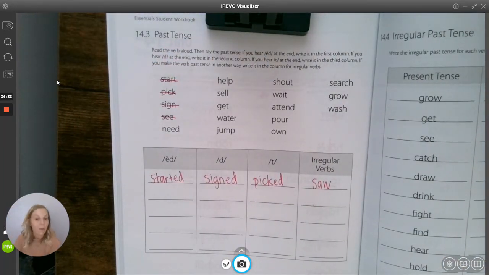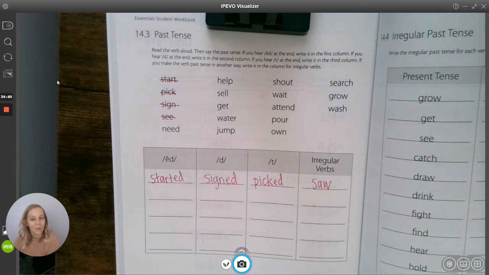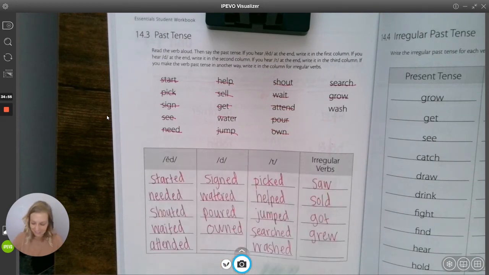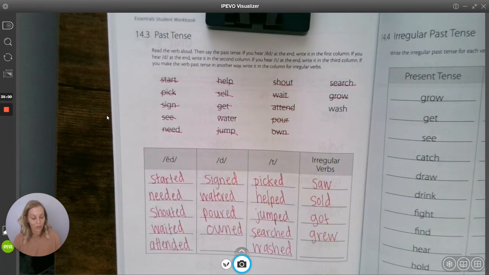Very good. Okay, I want you to do the rest on your own. Pause the video, and play it when you're ready to check your work. Okay? Pause the video. All right, are you ready to see your answers? There you go. All right, do you notice a pattern with the words that say ed? And again, pause the video if you need more time to check your answers.